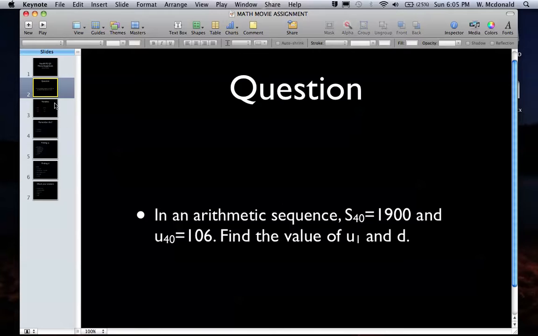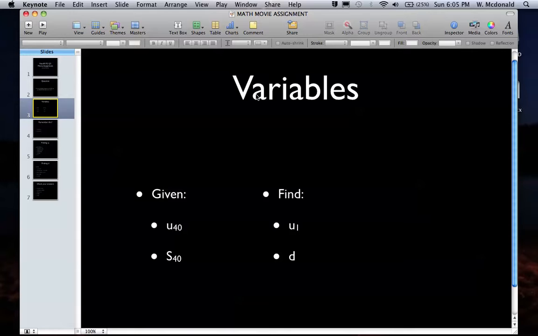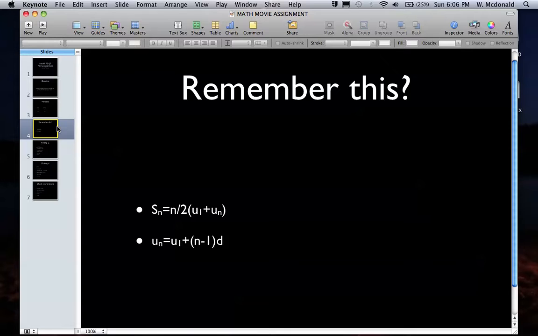So, as you can see, this is a pretty simple question. The variables we were given are U40 and S40. So we know that U40 was 106 and S40 is 1900, and we had to find U1 and D.